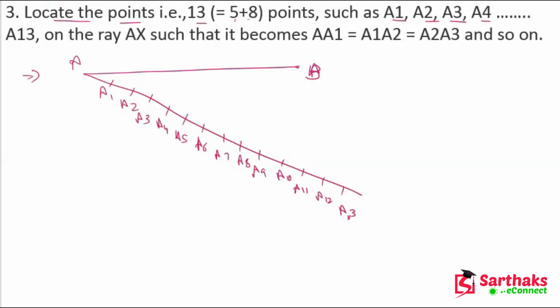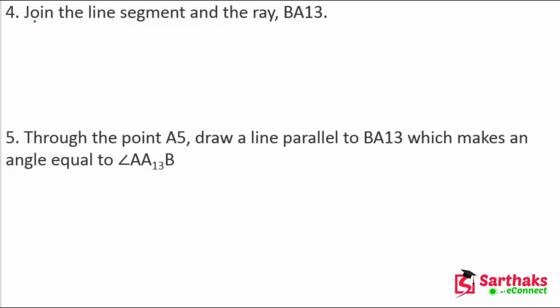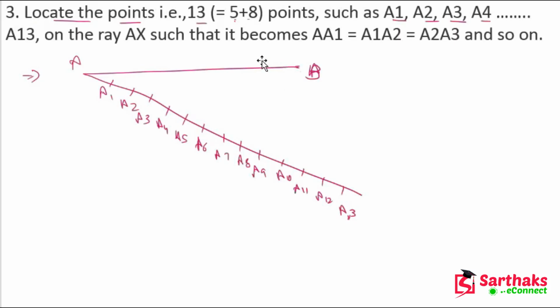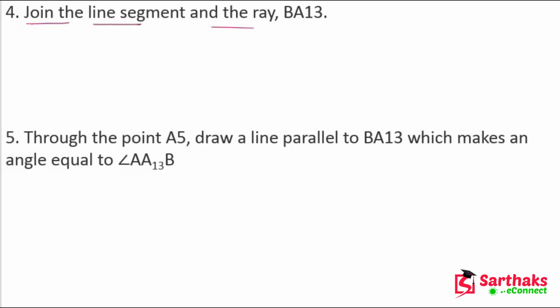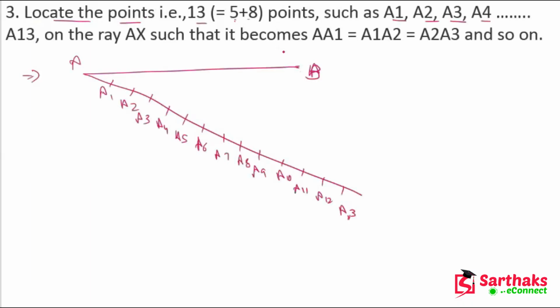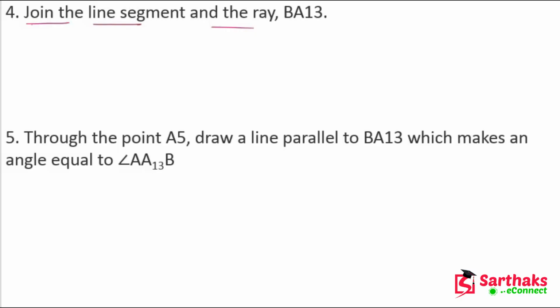Now the next step is to join the line segment and the ray. Join at which point? At point B and A13, meaning from this point to this point, BA13. My dear friends, I hope you get this point. And now the next step is that through the point A5, draw a line parallel to BA13.